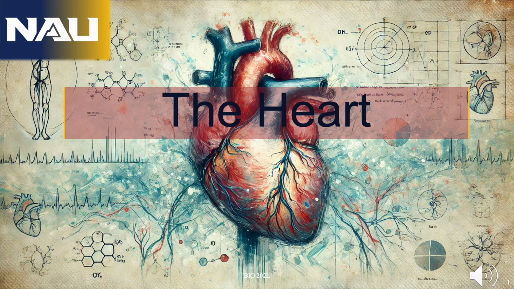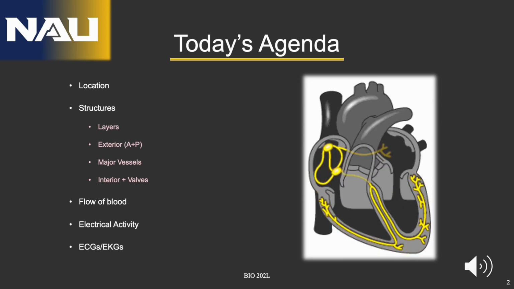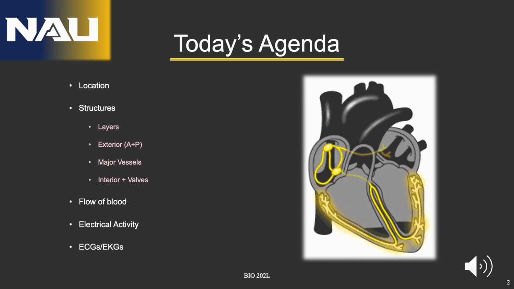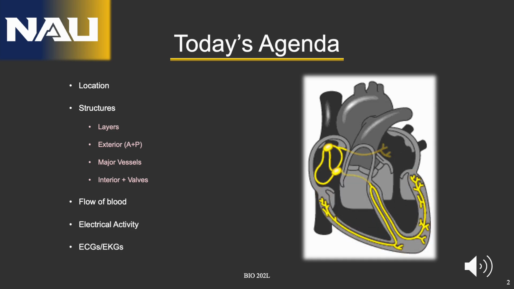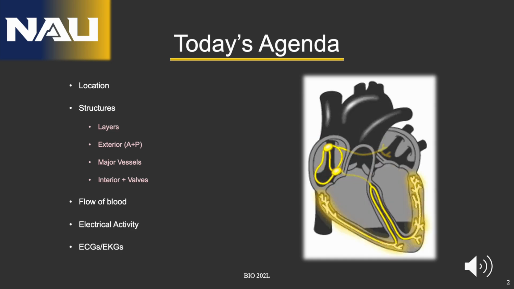Unfortunately, heart disease is the leading cause of death in the US, and it affects both men and women. That's why understanding the heart is so crucial. So let's begin. Here is our agenda for today. We'll pinpoint the heart's location, discuss its layers and chambers, trace the blood flow in the heart, and delve into the electrical conduction system, and identify these structures in a sheep heart.